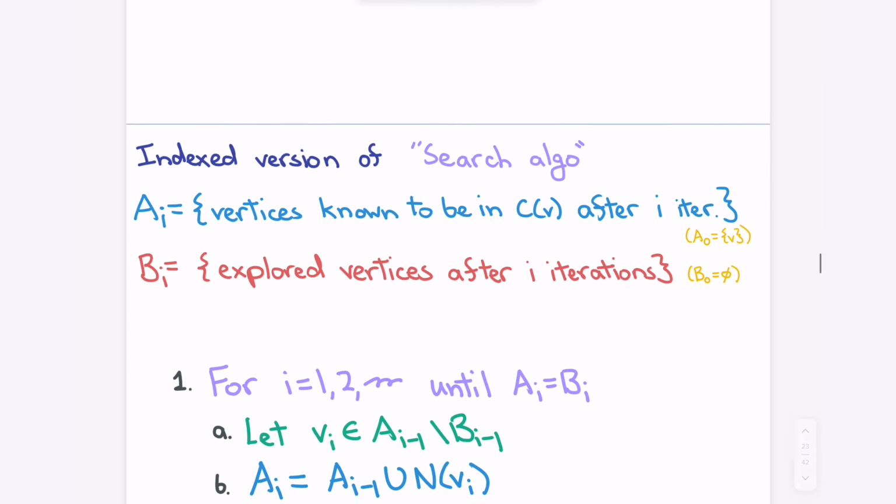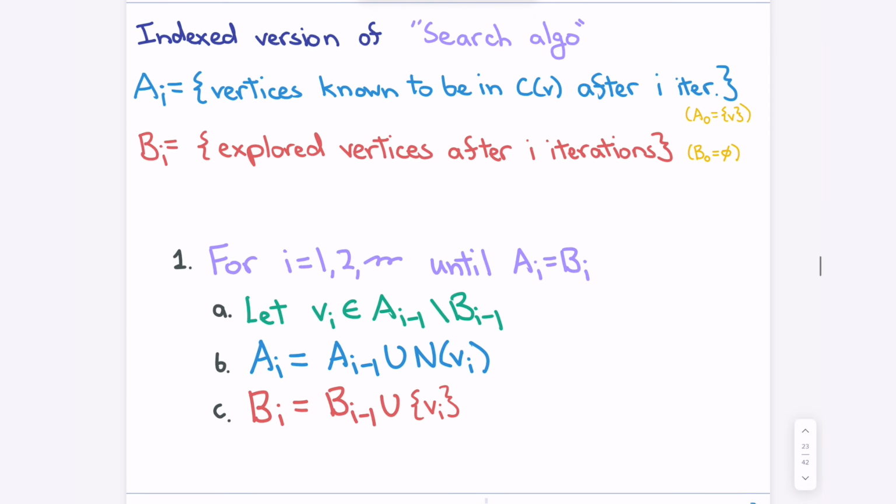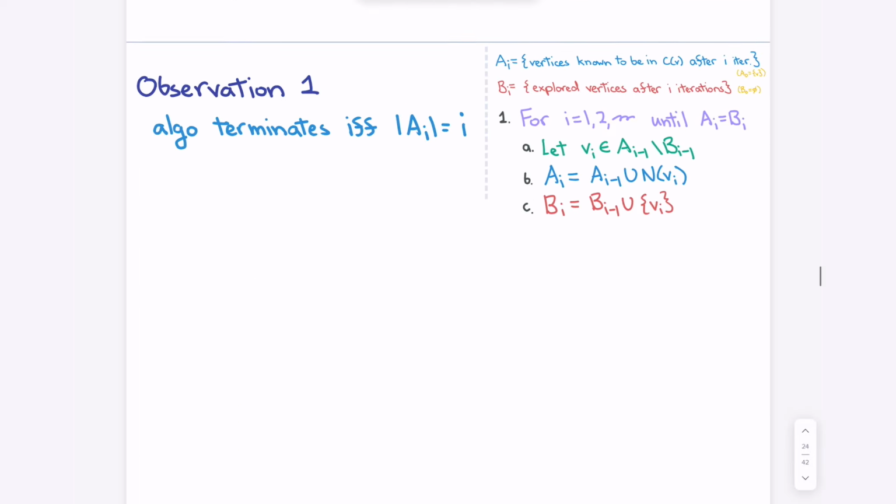For our analysis, it's going to be helpful to index it by rounds. So A1 will be after one round, B1 will be after one round, and A2, A3, A4 after 2 rounds, 3 rounds, 4 rounds. Originally A0 will only consist of V, and B0 will be empty because we haven't even explored V yet. And V_i will be the vertex explored in the ith round. So I'm just going to subscript everything. All right, that's our setup.